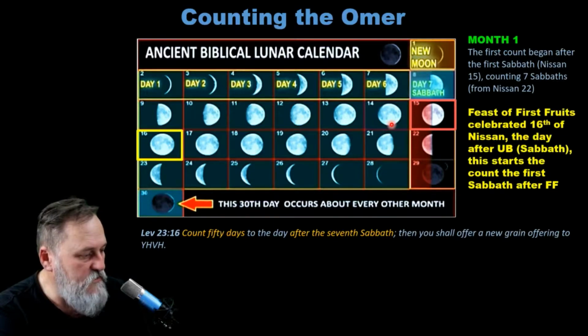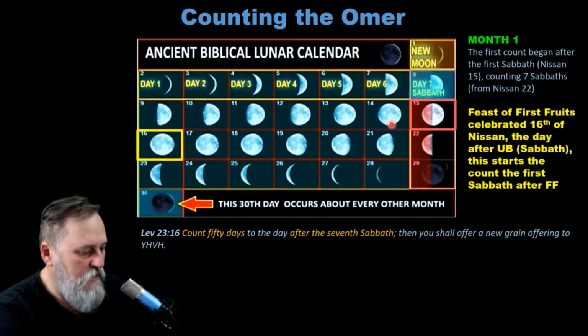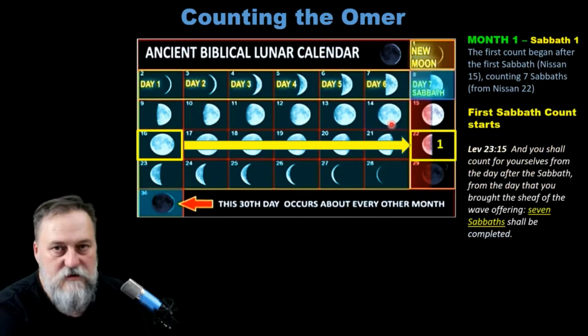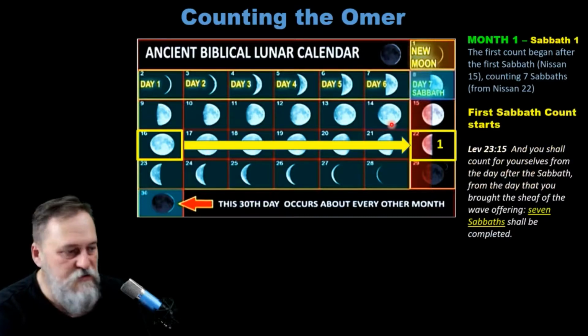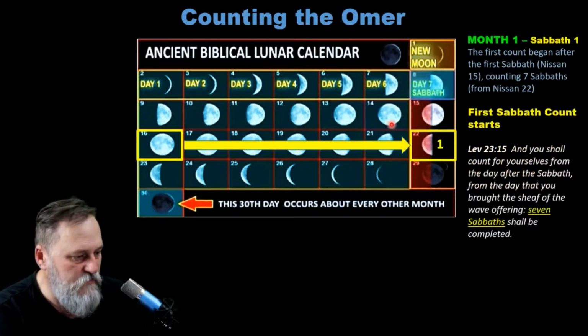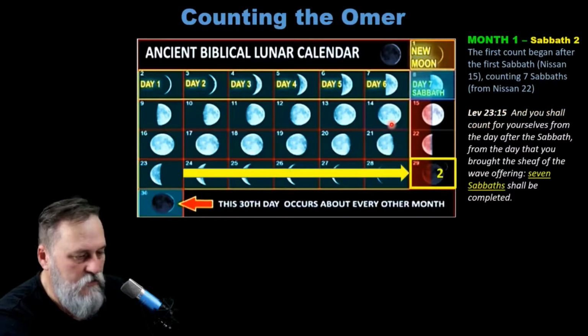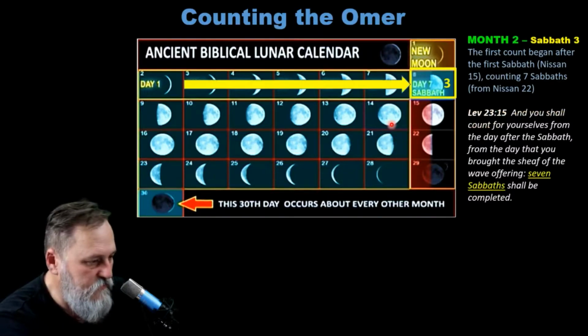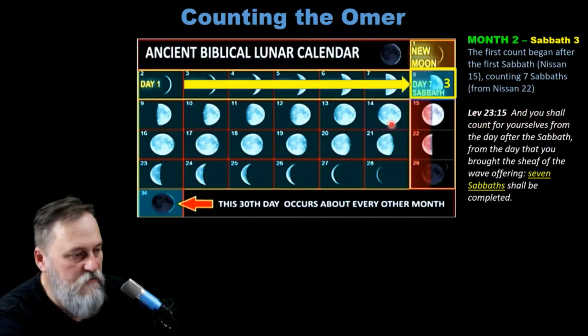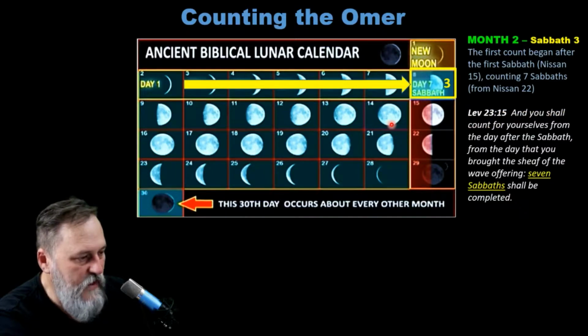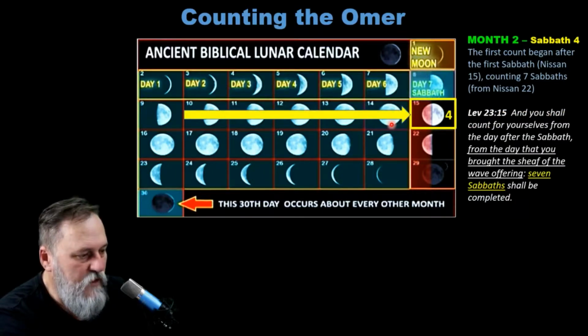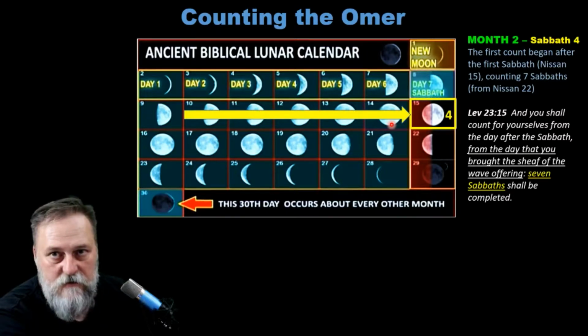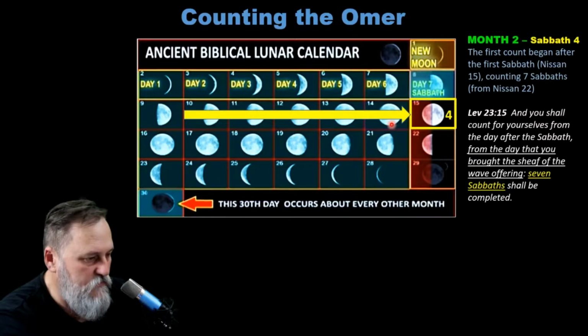So 50 days we count, and that will be the day after the 7th Sabbath that we will start from Nisan 16. So if we count with Nisan 16 as day 1, we get the first Sabbath on day 22, which is Sabbath 1. Then day 29 is Sabbath 2. Then we get the second month after Rosh Chodesh, where day 8 is Sabbath 3. And then day 15 again, full moon, which is the 4th Sabbath.